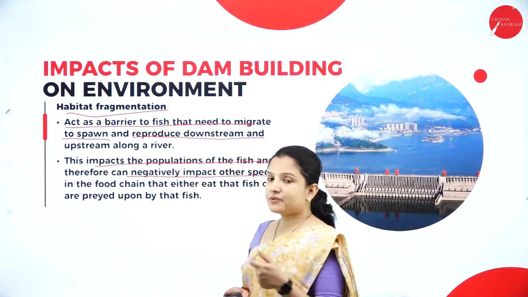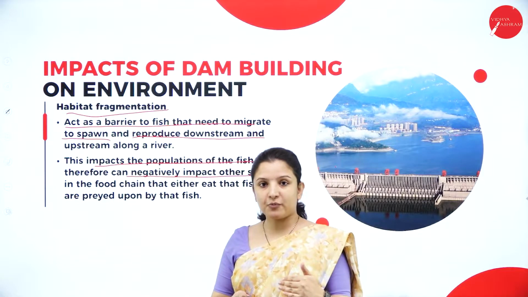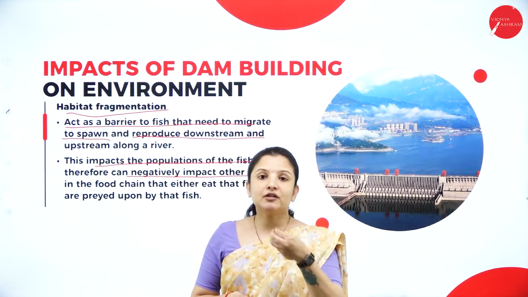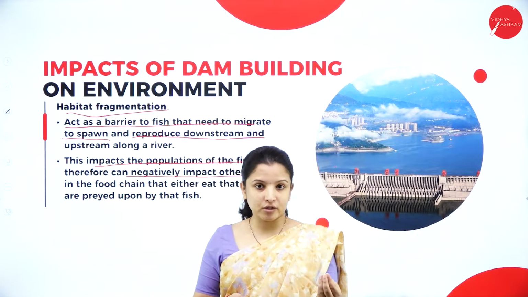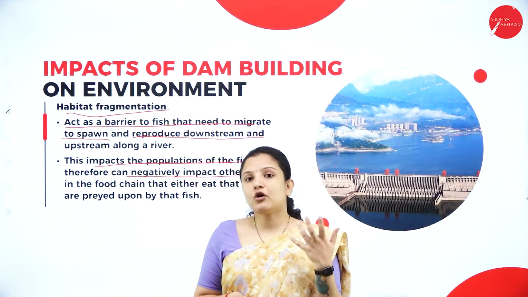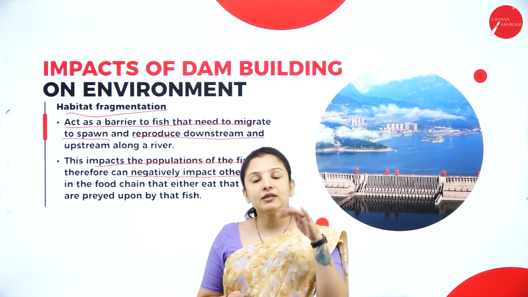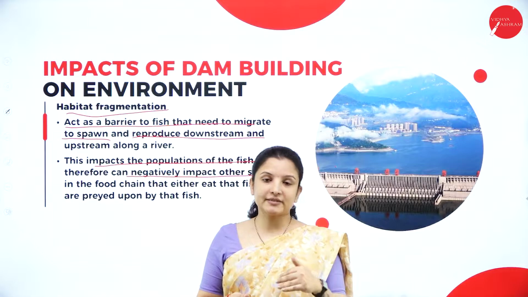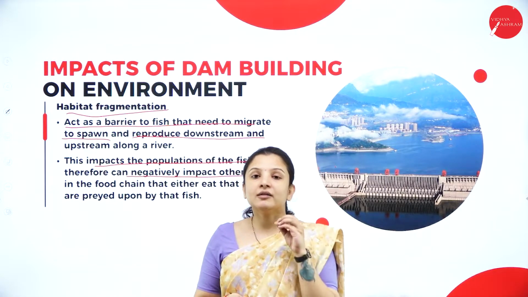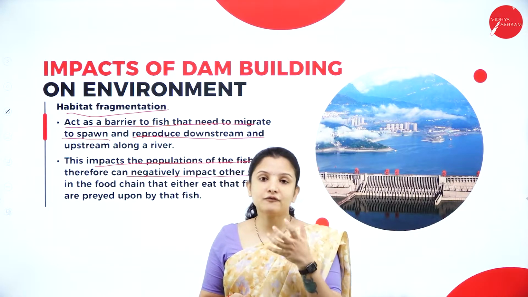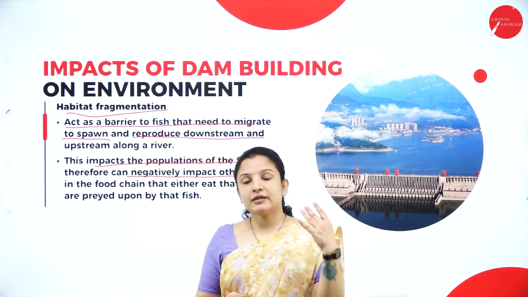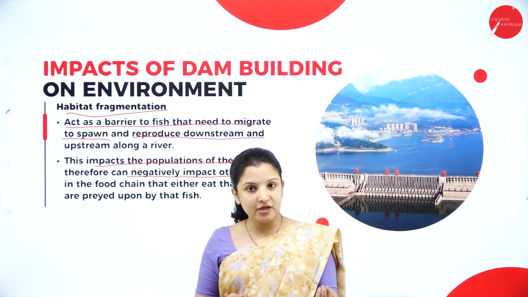So here what happens is, say for example, if the fish population decreases, then the larger fishes that depend on these smaller fishes for food will not get enough food. Therefore the larger fish population will also decrease. If the larger fish population decreases in that particular area, the aquatic birds who depend on these fishes will not have enough food. Therefore the aquatic bird population will decrease.